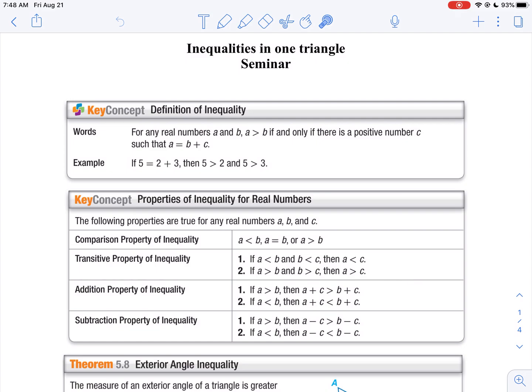The one we'll use the most often in geometry, in this lesson especially, is the transitive property of inequality. That is, if there's an inequality between two things, and let's say that second thing is less than the third, well, then we can skip that middle step, and the first has to be less than the third. And the same thing goes with greater than. The addition and subtraction property says if you add the same thing or subtract the same thing from both sides, then that must be true.